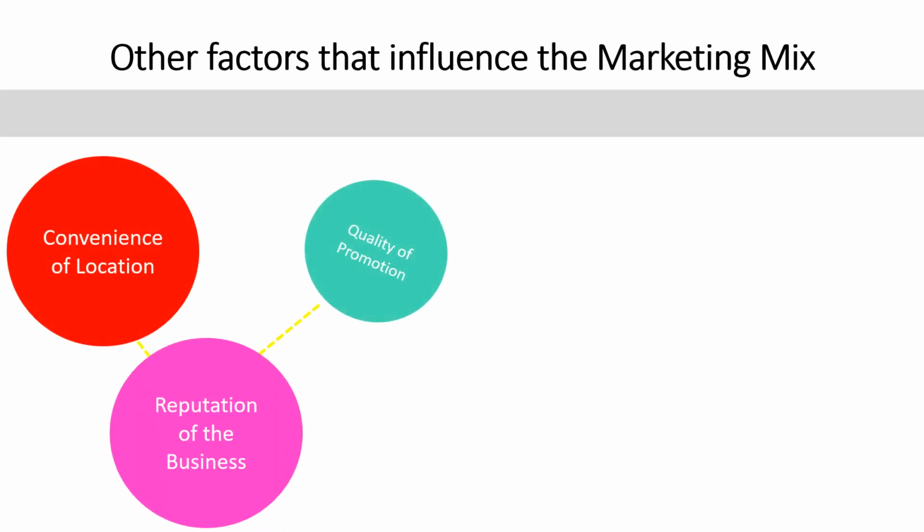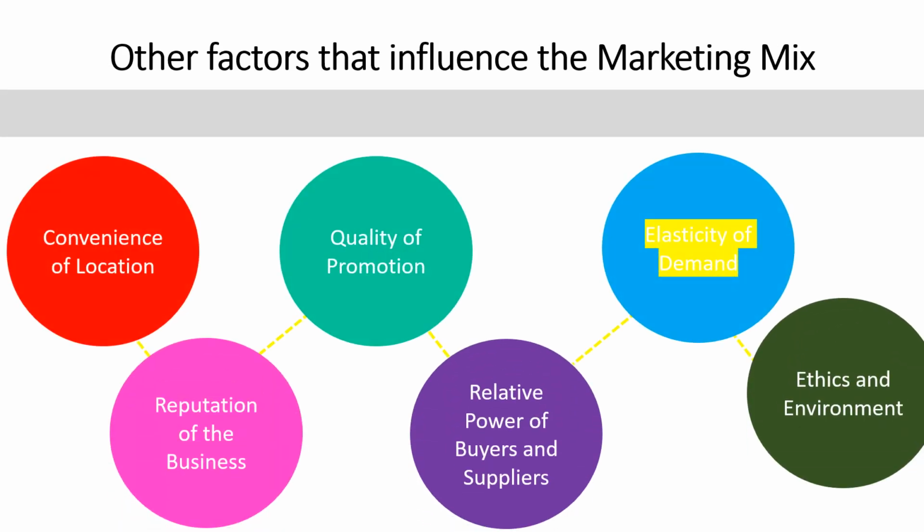So let's have a look at the other factors that influence the marketing mix, which we haven't covered as of yet. So we've got the convenience of location, reputation of the business, quality of the promotion, relative power of buyers and suppliers. Now this closely links in with Porter's 5 forces, which again will be in another video, so please keep a lookout. Elasticity of demand, and ethics and the environment. Being ethical, being sustainable within your business has a direct influence on the marketing mix. It has an influence on your product, your place, promotion, physical environment, and people.